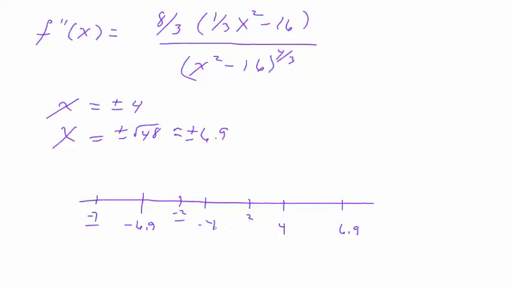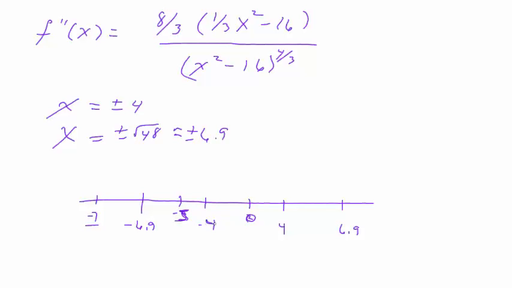Positive, let's do 0, since 0 is between negative 4 and 4. And wait a minute, that can't be 2. How about a 5?